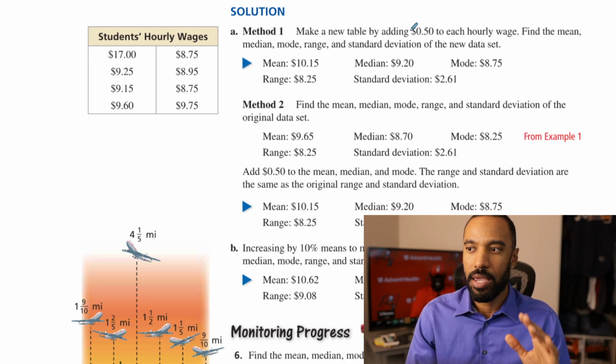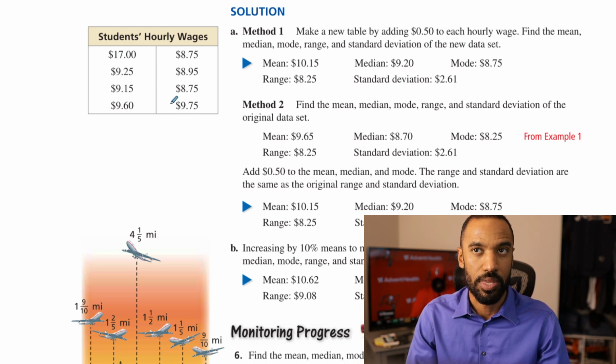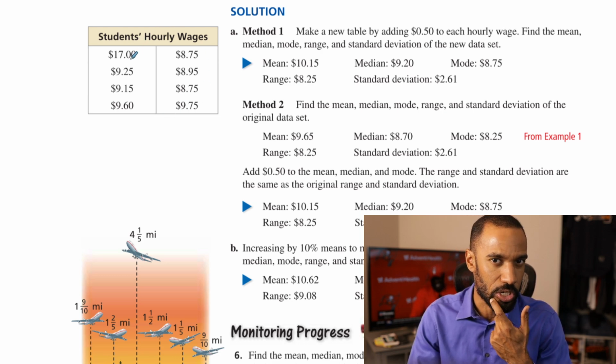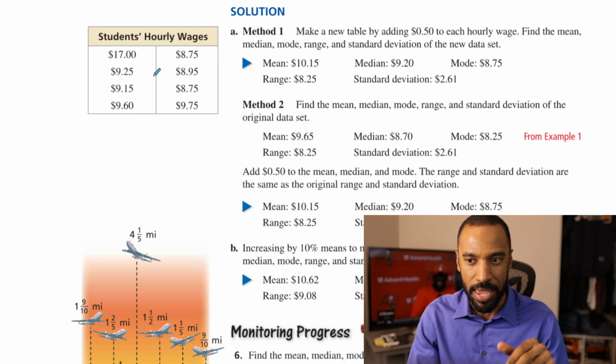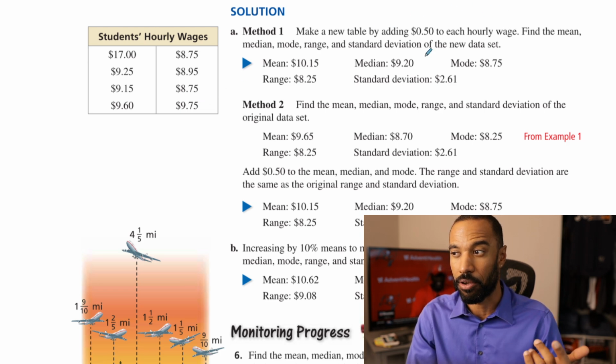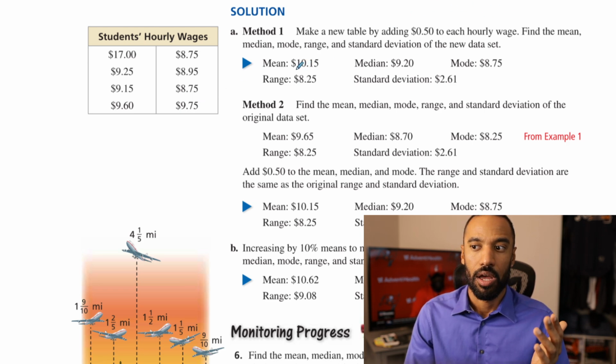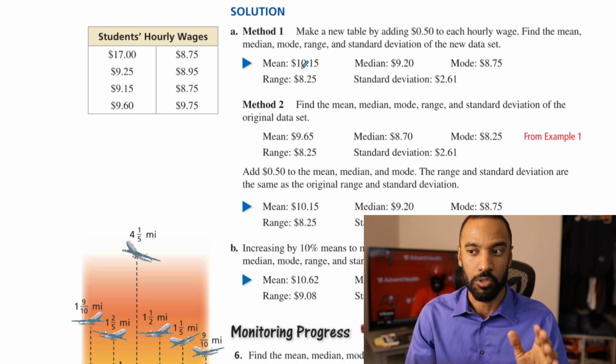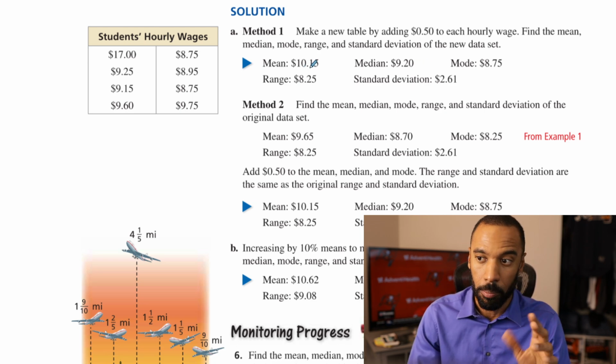Method number 1, make a new table by adding 50 cents to each hourly wage. So this is more discovery of it and less knowledge of what's actually going to happen, where you're actually making everything 50 cents bigger. Then calculate those mean, medians, and modes. I don't know if you remember what the old numbers were. I don't specifically. Well, I will based off what these things are.